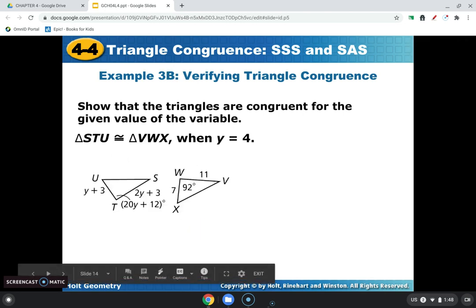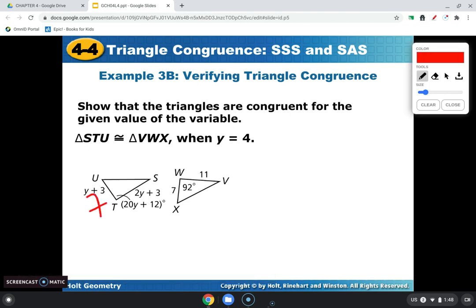Y is 4. So 7, 11, and 4 times 23 is 92. 92, 7, and 11. It's in between. It's included. So side, angle, side works for those two triangles.